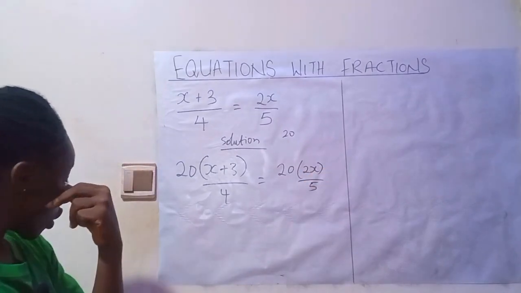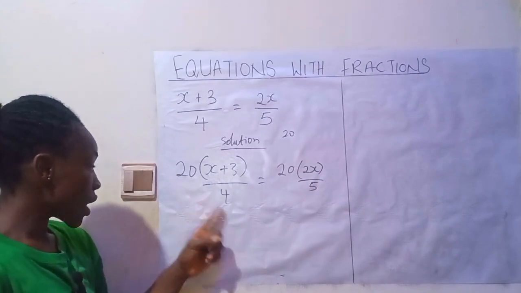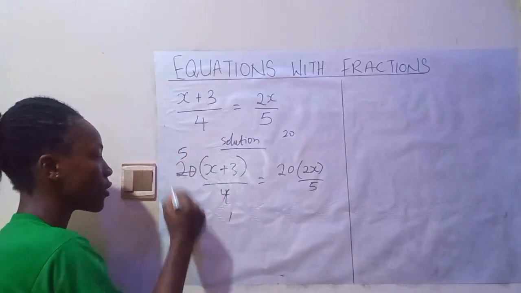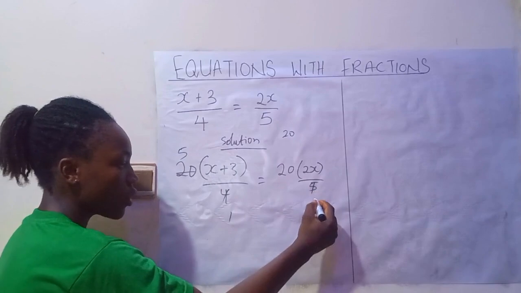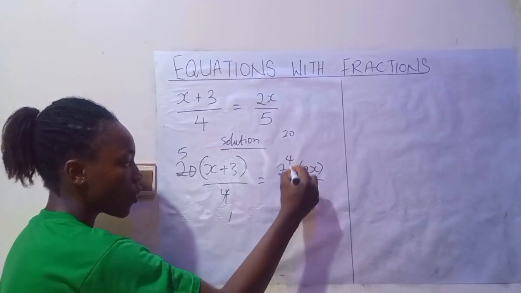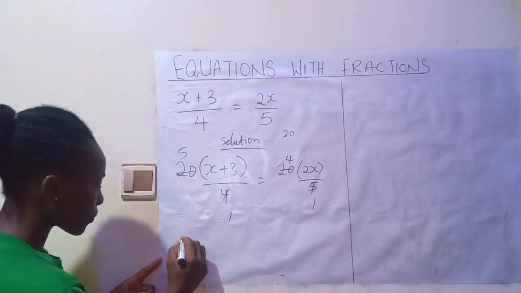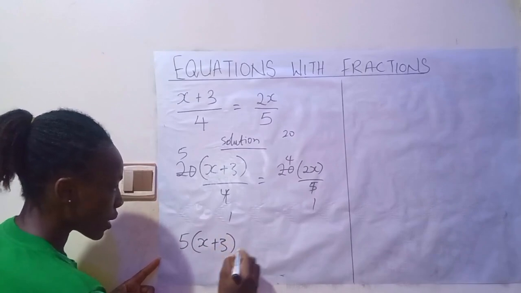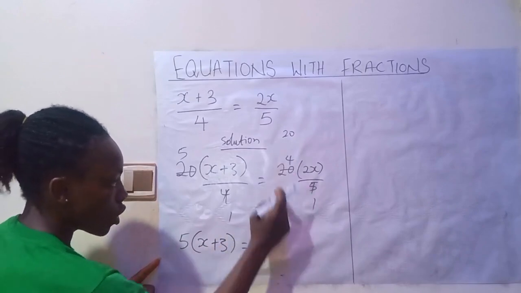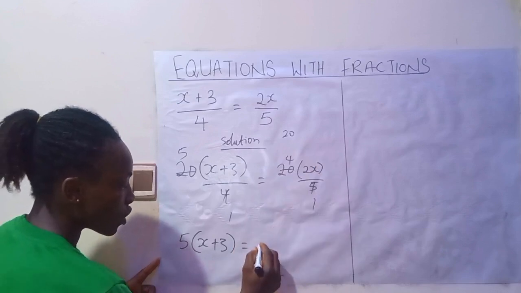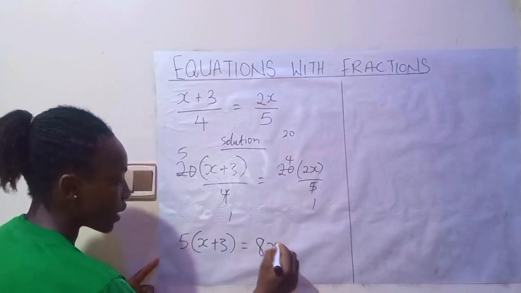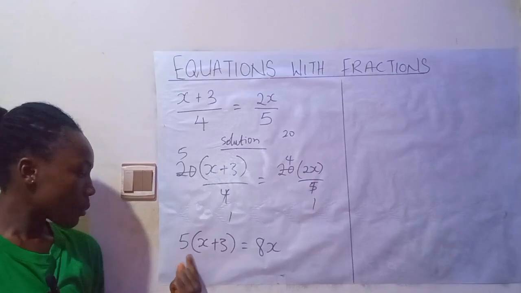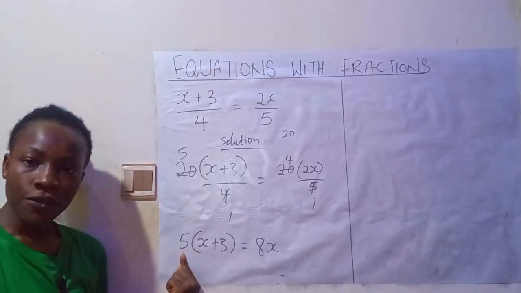Now we are going to use 20 to cancel 4. 4 here 1, 4 here 5. 5 here 1, 5 here 4. So we now have 5x plus 3 equals 4 times 2x. We are going to have 8x. So let's open up this by multiplying everything here by 5.